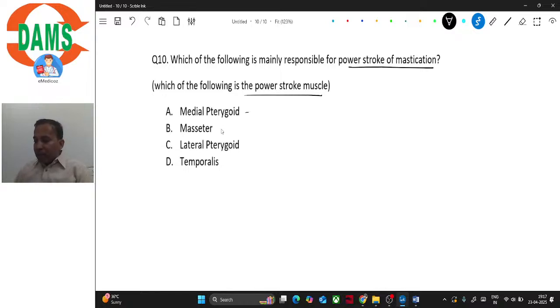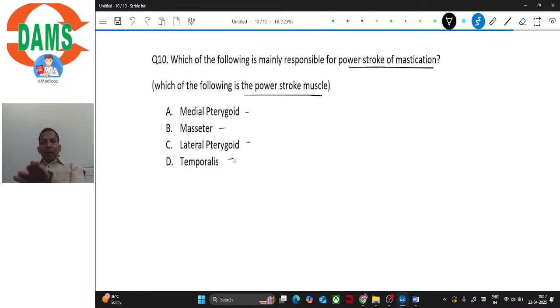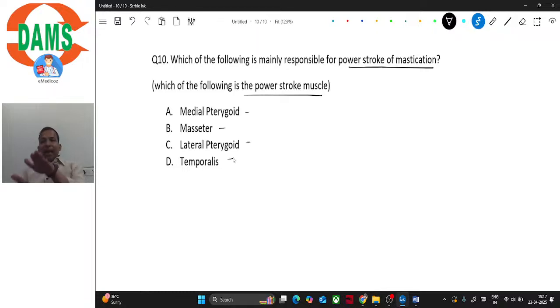Options are medial pterygoid, masseter, lateral pterygoid and temporalis. Now what is the power stroke? Power stroke is that moment when, see, during mastication, first the mandible is depressed and then it is elevated. Once the mandible is elevated and it comes in the first contact, right? There is a contact of the teeth with the food, isn't it?